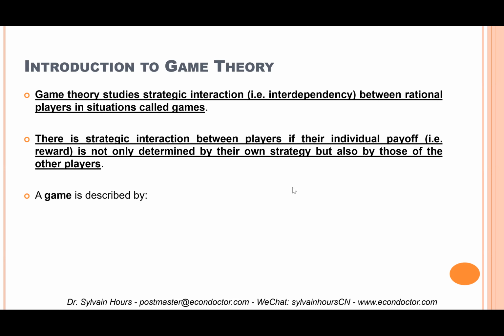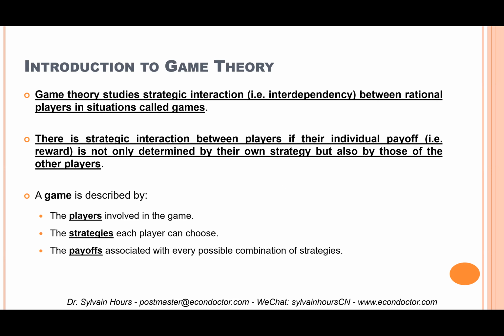Because we will study games, it is important to know what the characteristics of a game are. When we define a game, when we describe a situation in which there is strategic interaction, there are essentially three things that we have to define. We have to tell who is involved in the game, so the players; what they can do in the game, so the possible strategies that they can implement; and finally, for each possible combination of strategies of all players, the payoffs, which is basically the rewards. How much each player is going to get at the end of the day for a given combination or set of strategies.